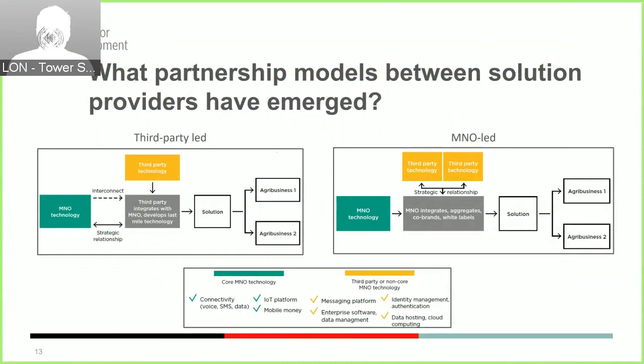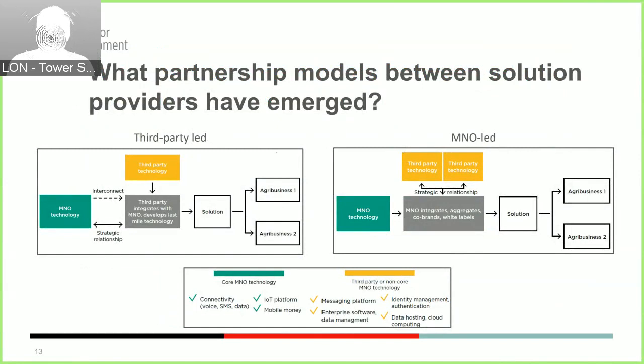So, after covering a few examples of providers of last-mile digital tools, what partnership models between solution providers have emerged? To answer this question, we can say that at a general level, it is possible to identify broadly two models. And these are the two models under which last-mile digital tools can be offered to agribusinesses.